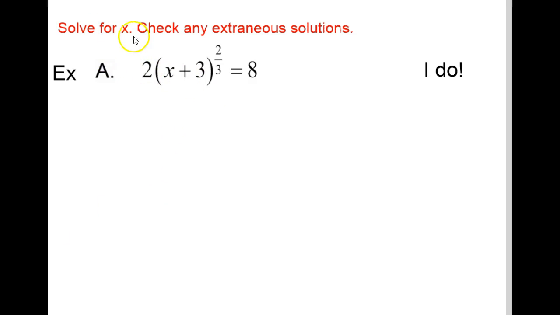We are going to solve this for x. Figure out what x equals. We're going to check for any extraneous solutions. These are solutions that we create during the solving process that are not valid.